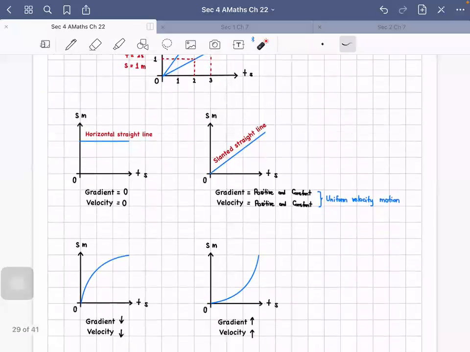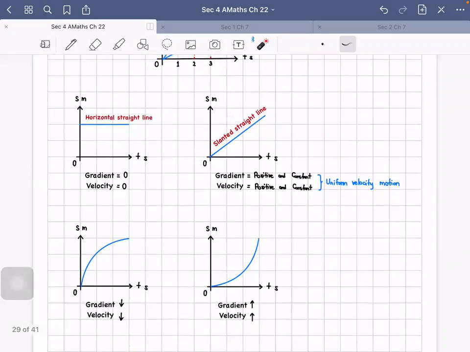So let's have some questions. Whenever you see a straight line like this on the displacement time graph, that means that the gradient is equal to 0. So therefore, there's no velocity at all, because it didn't go up, it didn't go down. So it's just flat like that.